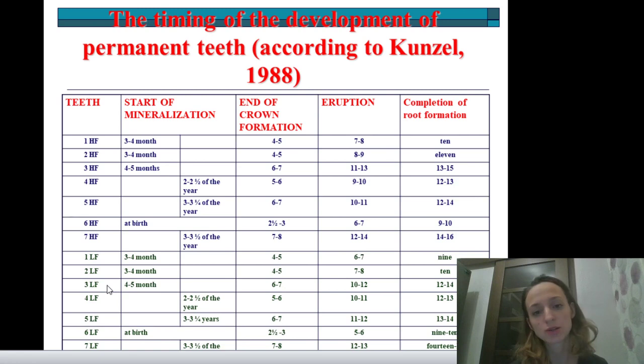Then, the terms of the development of permanent teeth. Also, you should know this table. You should write this table in your synopsis. I will check it.